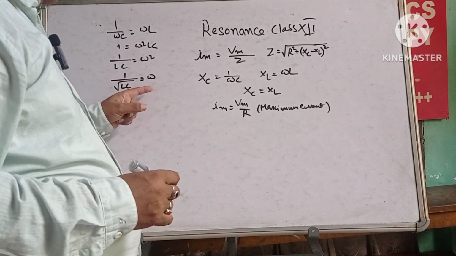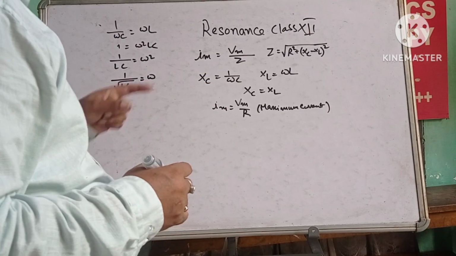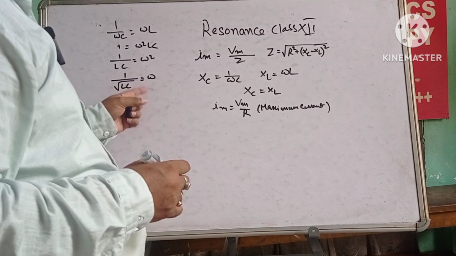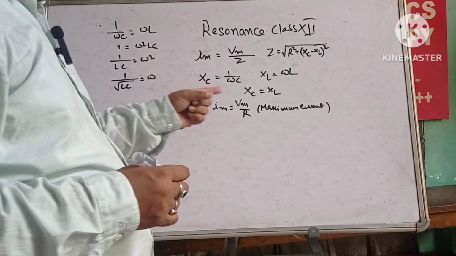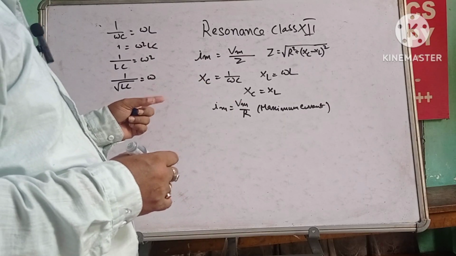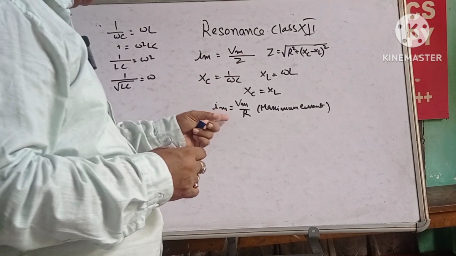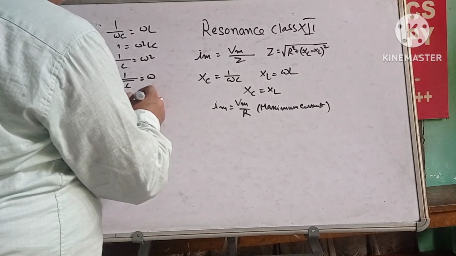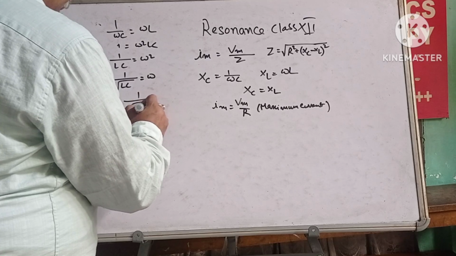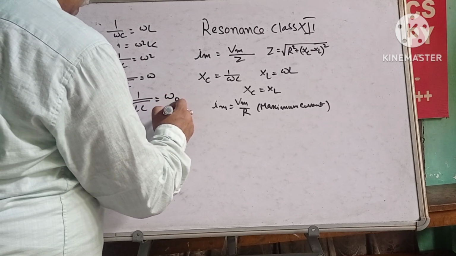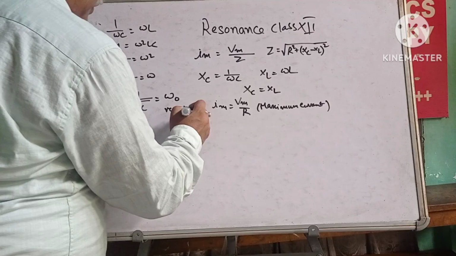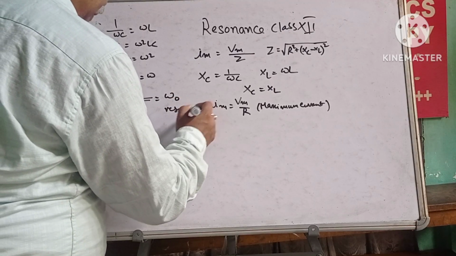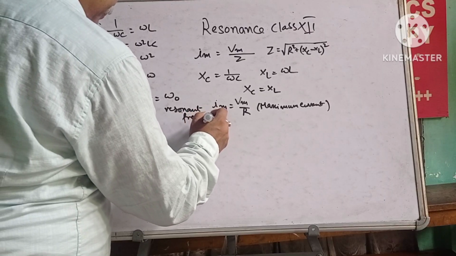Then that means there is some frequency where at that frequency your Xc will be equal to XL, and at that frequency your current will be maximum. So that frequency, 1 by root LC, is called the resonant frequency.